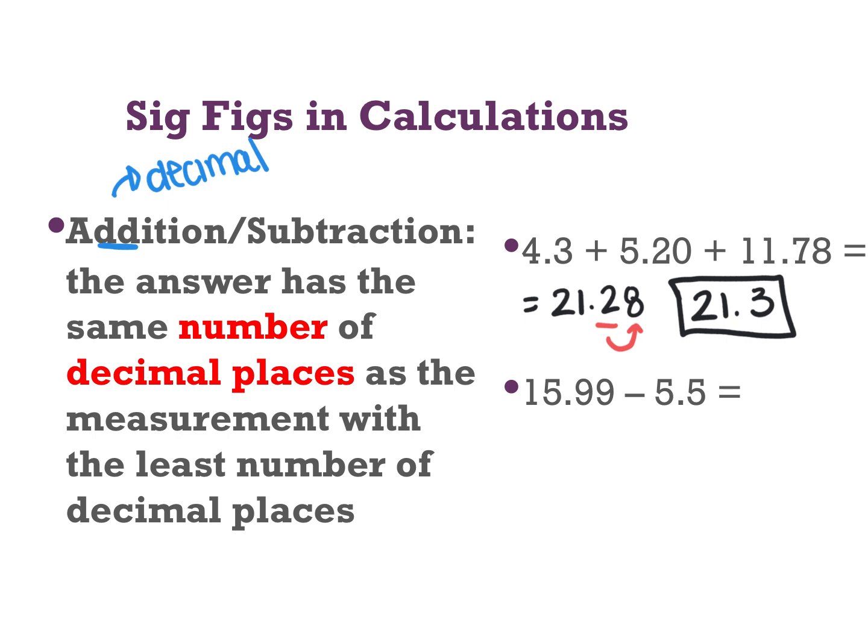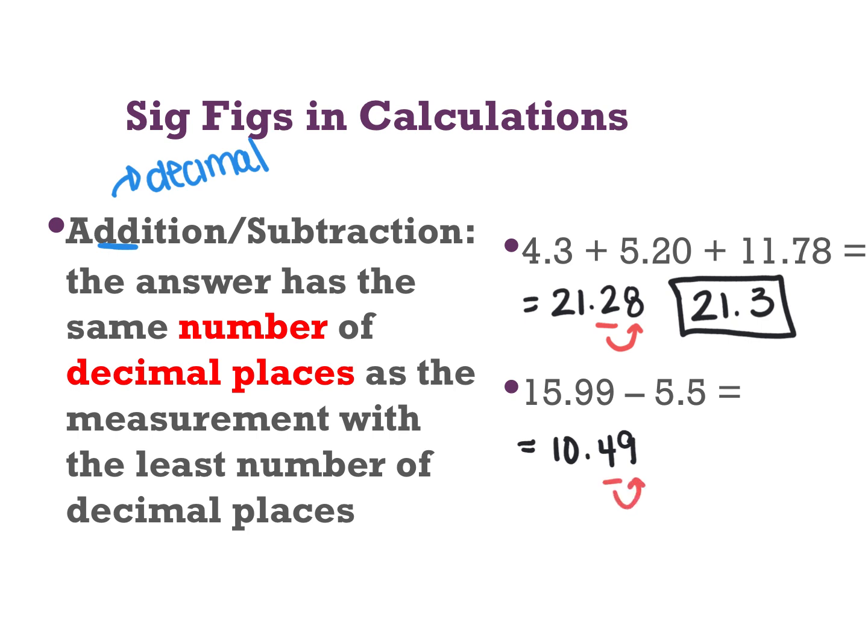15.99 minus 5.5. If you have your calculator, go ahead and put it in exactly how you see it. And then will someone read their answer to me? 10.49. Okay, now we're going to figure out how we round it. If you are subtracting, you're counting decimals. How many decimals are in here? 2. Okay, how many here? 1. So how many can your answer have? 1. Okay. So the 0.4 is your 1.